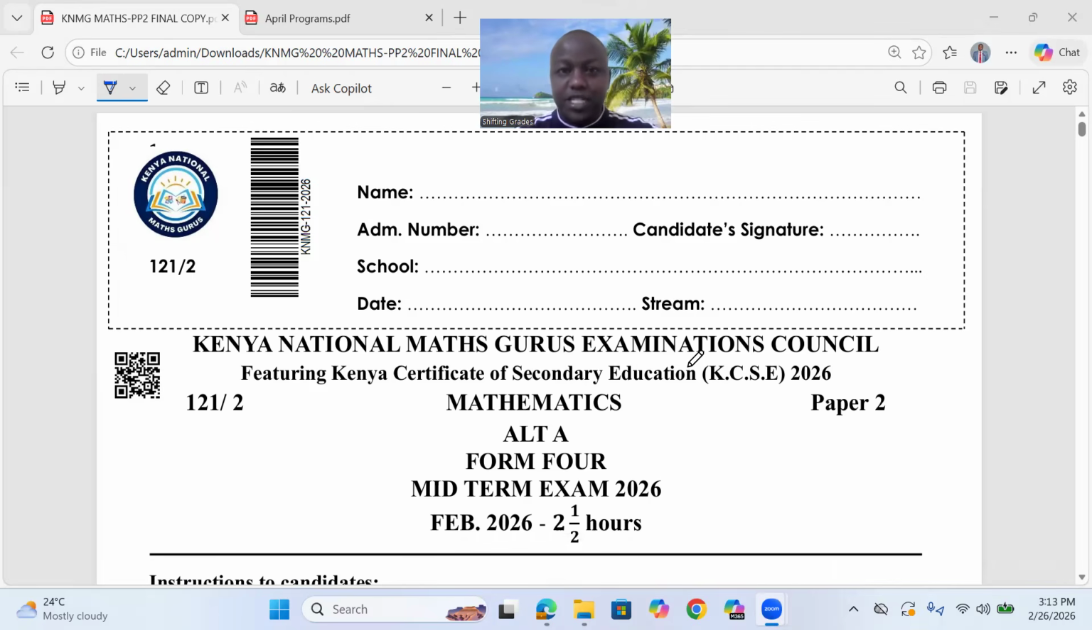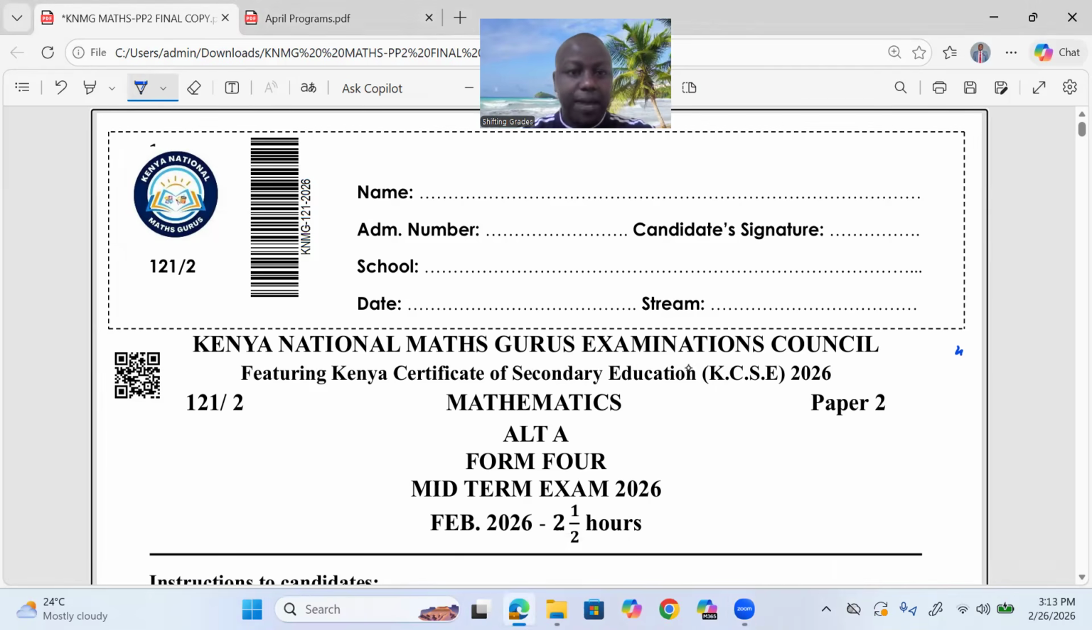Today we're looking at Mathematics Paper 2, Section A. So those who are preparing for the KCSE 2026, this is your time.